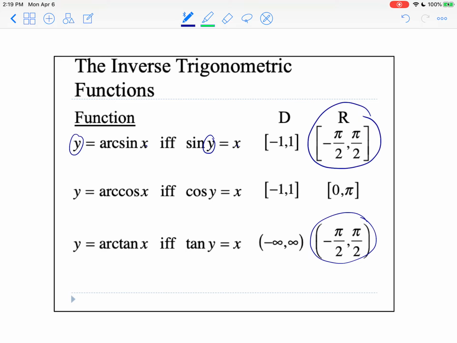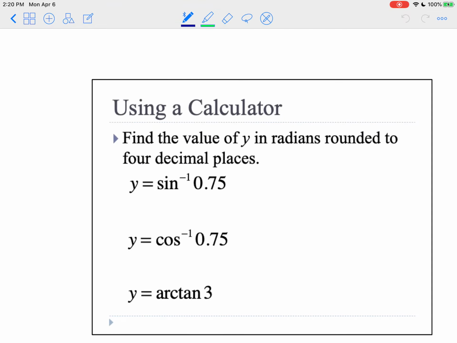Arc cosine is between 0 and pi instead. For arc sine and arc cosine, we're able to plug in values between negative 1 and 1 because that's what we get out of our regular sine and cosine functions. In tangent, since I can get any value out of tangent, I can plug any value into arc tangent.